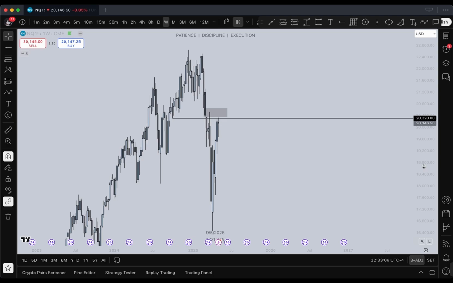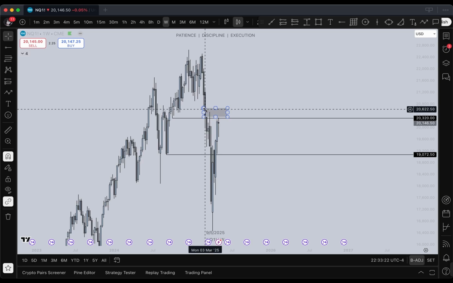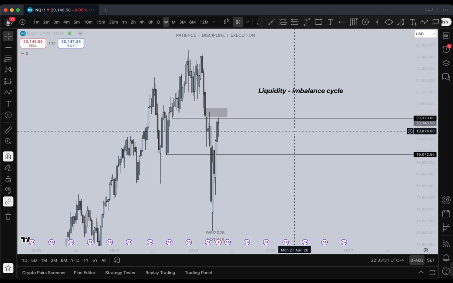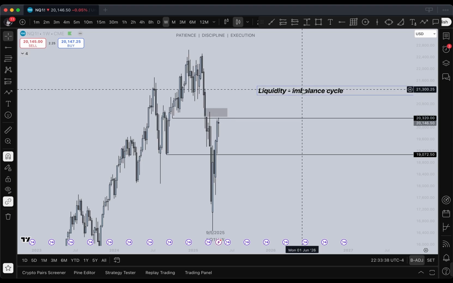If we're inside of a key IRL zone, such as a weekly fair value gap, you would expect it to do what? Go to a key weekly ERL. This is really just imbalance to liquidity, right? Liquidity imbalance cycle. You've probably heard of sweep of liquidity. That's literally it. You're sweeping liquidity and then you're targeting an imbalance and vice versa. Now, I personally prefer imbalance to liquidity because it's more on the continuation side of things.